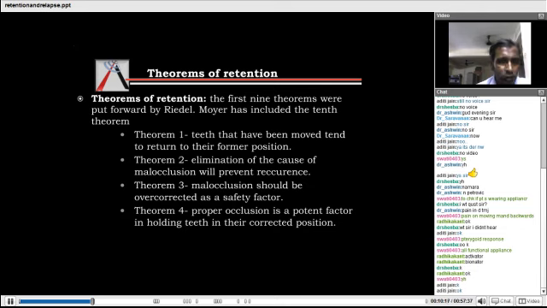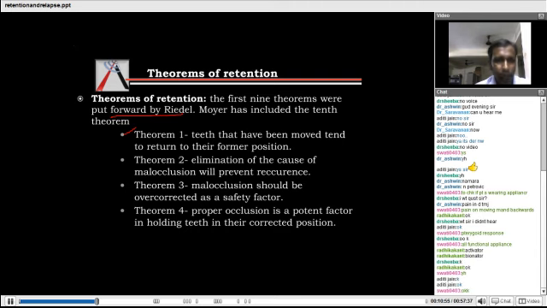Theorems, sometimes they ask who gave the theorems. It was given by a person named Riedel. Okay. I'll just explain a little bit of each theorem. Theorem 1 says the teeth that are being moved tend to return to their former position. This is basically because of your elastic tissue, your collagen fibers. The more they move, the sooner they can come back. That's why you have to have a retention protocol for a minimum of 9 months. What they say is 6 months full-time wear followed by 3 months part-time, night-time wear. That is your protocol.